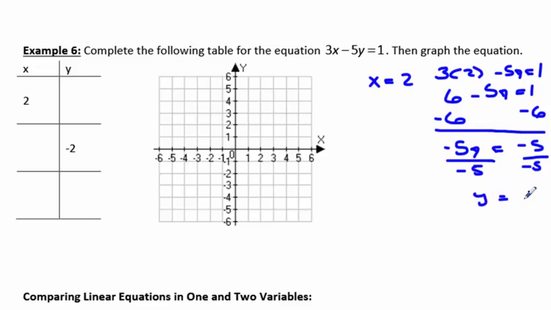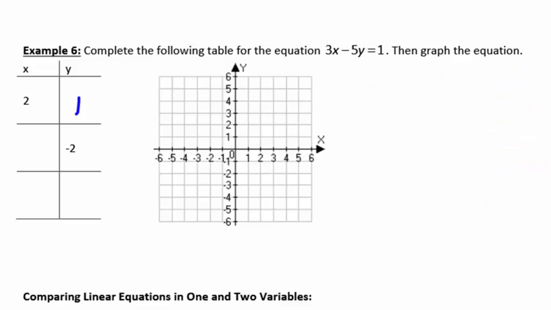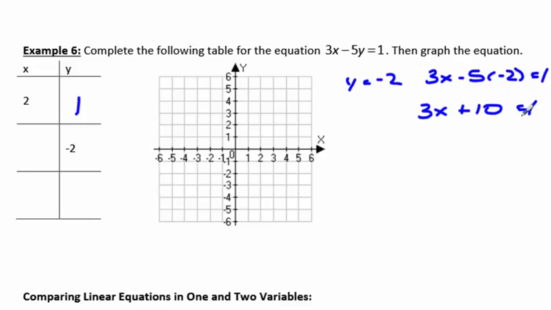We're going to come up with y equals positive 1. I'm going to get some more space right here, and we'll work on the next one. Let's plug a negative 2 in for y. So I plug in a negative 2, I'm going to have 3x minus 5 times negative 2 equals 1. So that's going to give me 3x, negative 5, and negative 2 multiplied to a positive 10 equals 1.